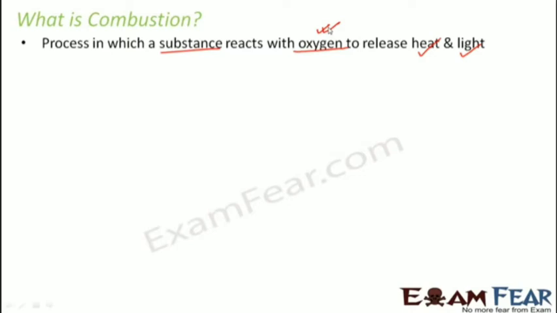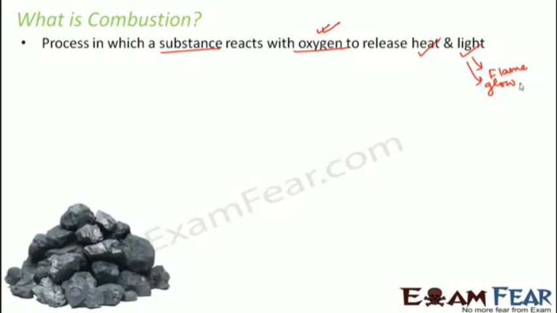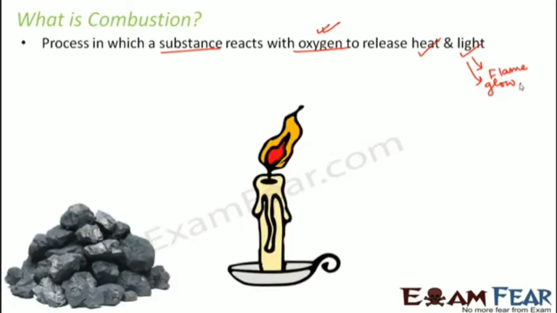Now when you talk about a release of heat and light, it is not necessary that light has to be released during combustion of all substances. Light may be released, light may not be released. If light is released, it can be released in the form of a flame, or in the form of a glow. For example, if you compare the process of combustion in candle and coal, here you see coal and here you see candle.